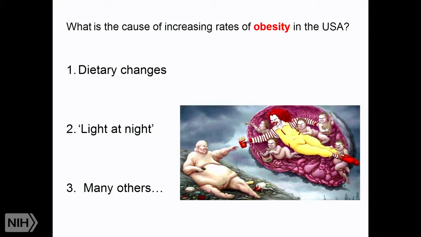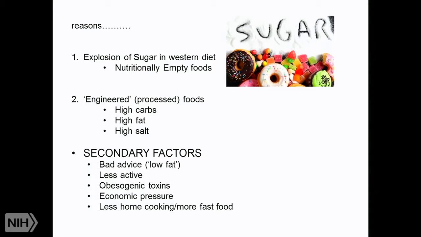We can give a whole talk on the topic of light at night, but the idea of increasing light exposure may have something to do with obesity. And then there's a variety of other causes. I don't have time to go into these, but processed foods, increasing intake of nutritionally empty foods, a less active population, obesogenic toxins, economic pressure. Poor people can only afford fast food and nutritionally poor food, and less home cooking are some examples.